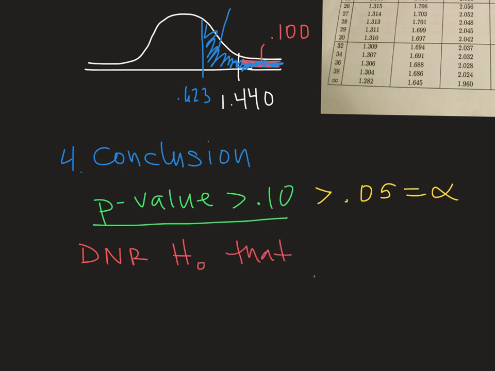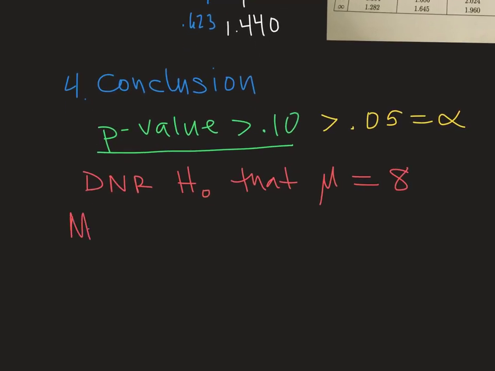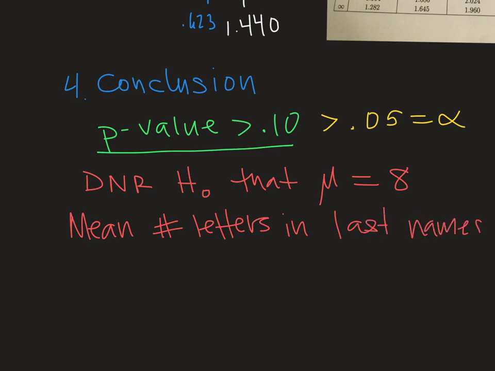That the mean is equal to 8, or that the mean number of letters in the last names of Math 240 students is 8 letters.